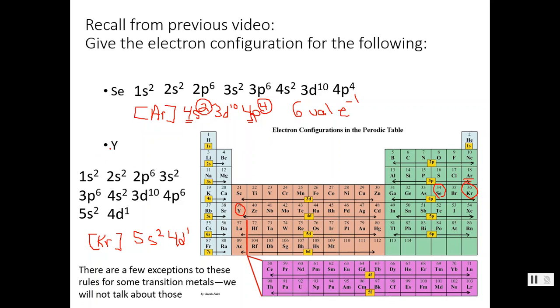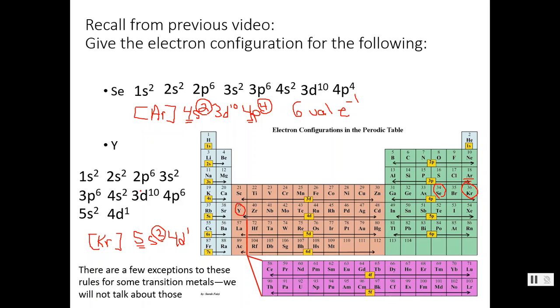If I was to ask how many valence electrons are in Y, looking at the abbreviated electron configuration, I see that there are 2 electrons associated with the highest principal quantum number, which is 5. So this element Y would have 2 valence electrons.